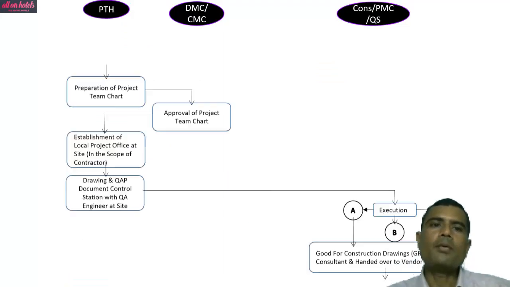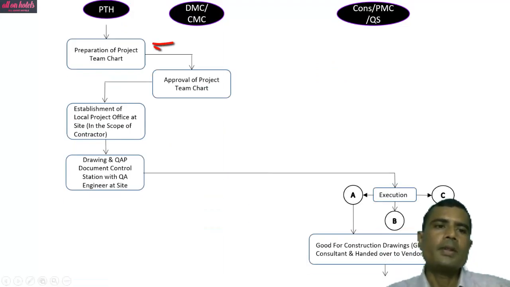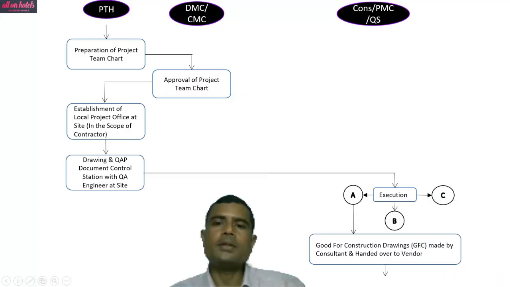So next is preparation of project team chart at site, approval of project team chart, establishment of local project office at site. It is in scope of the contractor. Drawing and quality approval plans, document control station with quality assurance engineer at site. If you have PMC, they will put the QA engineer there.